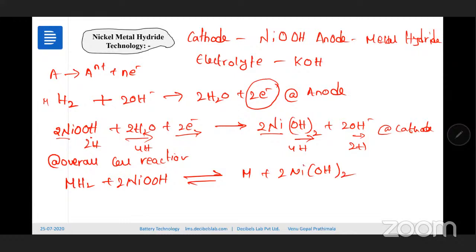Then moving on with the cell voltage calculation. So we know how to calculate the cell voltage. E naught cell equal to E naught cathode minus E naught anode. So here the cathode is nickel oxyhydroxide and anode is a metal hydride. So from the reference table, we will get to know the values of E naught cathode and E naught anode.